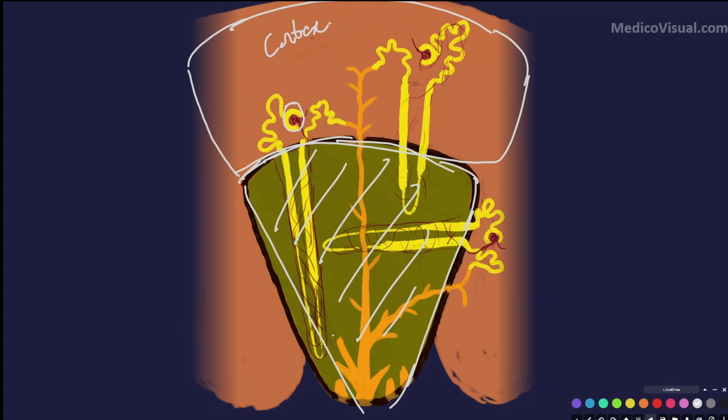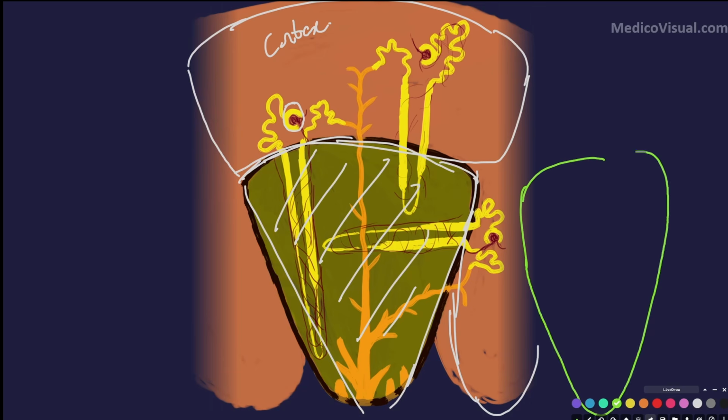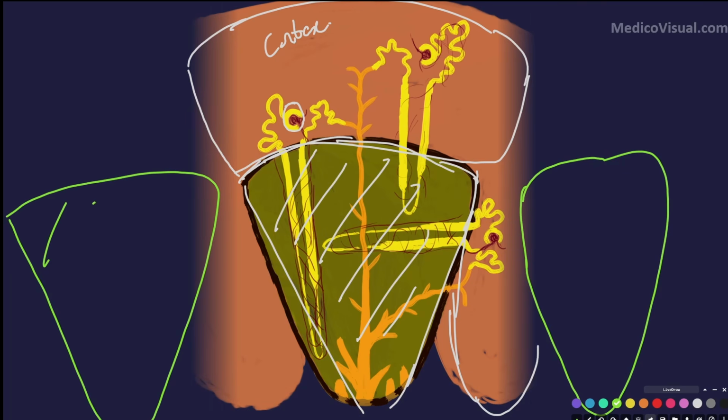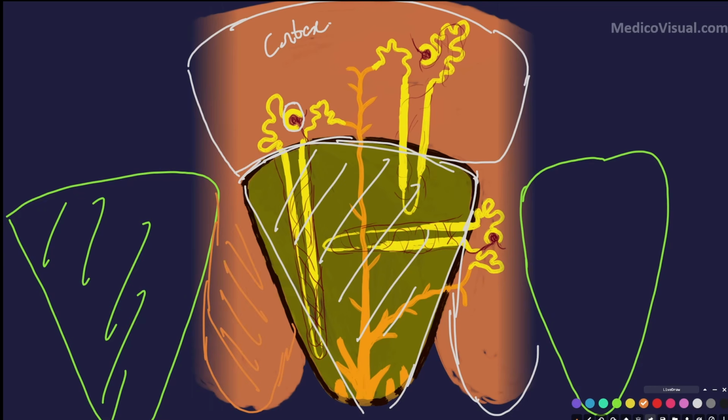Actually, between the two pyramids, there is an extension of cortex. So here is that extension of cortex. Of course, there will be another pyramid somewhere here, and yet another pyramid like this. So between the two pyramids, there is that extension of cortex, and this extension of cortex between the pyramids is actually called the renal column. So here is the renal column.